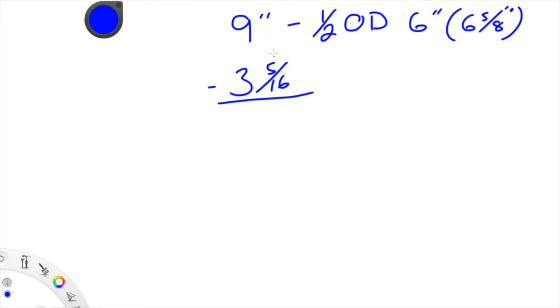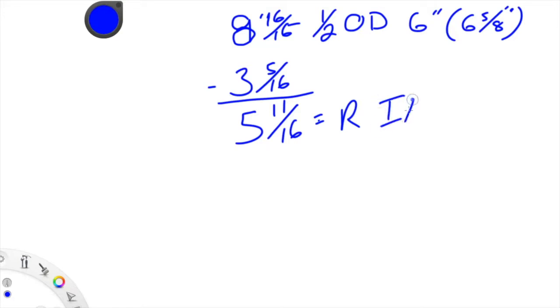Can't take 5/16 away from nothing, so I'm going to put an inch over here in fraction. Since I'm working with 16ths, I'm just going to use a whole 16ths and then make this an 8. I borrowed that 1 inch from there. So 5 from 16 is 11, and we're dealing with 16ths. 3 from 8 is 5. So that is the radius of our inside arc length.